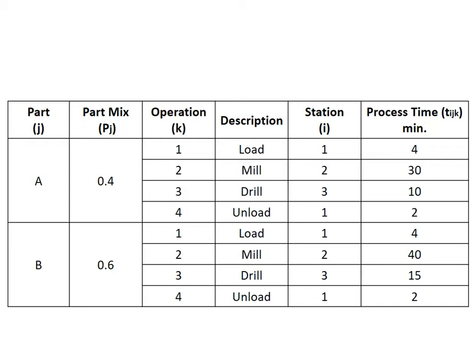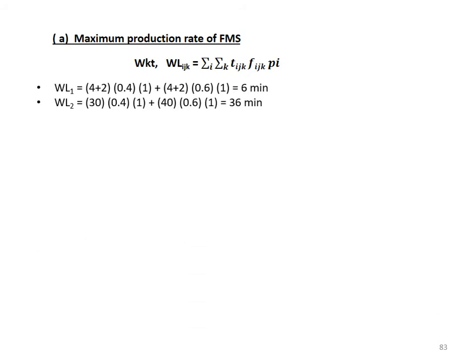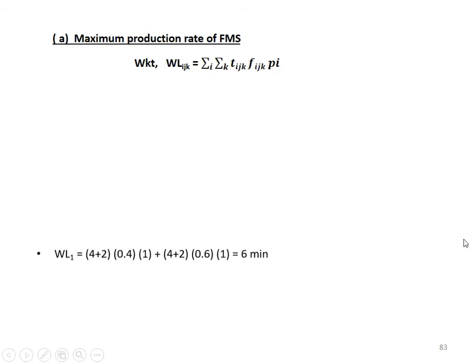We have to simply identify the data and substitute in the particular terms to get the values or the final result. There are two parts, as you can see here. Now we are calculating the maximum production rate, which is the average workload. The formula is this, and you know why I have written 4 plus 2. It is because the minimum processing time for loading and unloading I am considering over here itself. I am just adding this and this for both part A and B. I am calculating over here, as you can see.